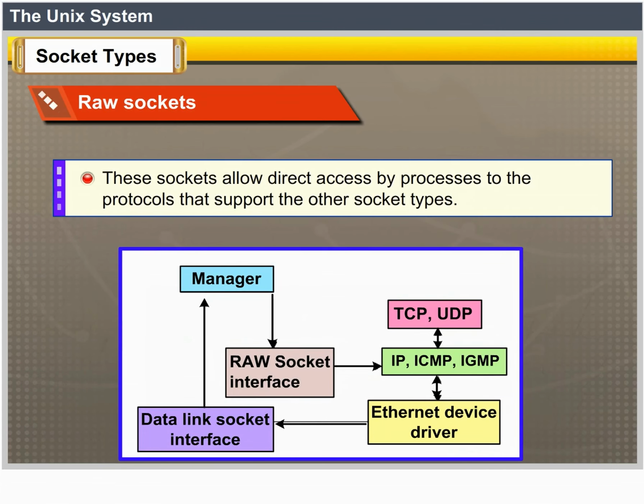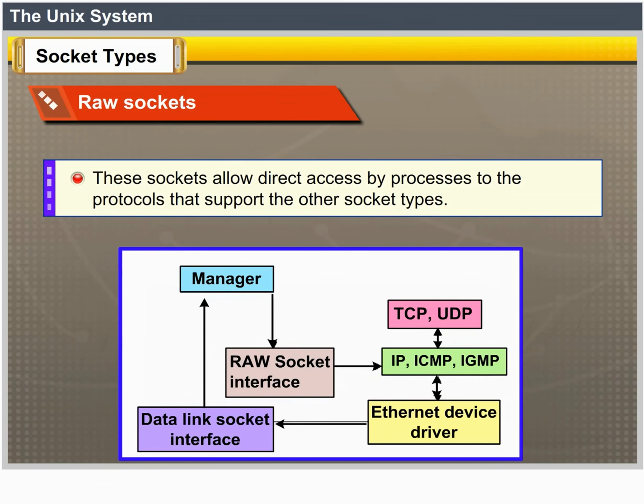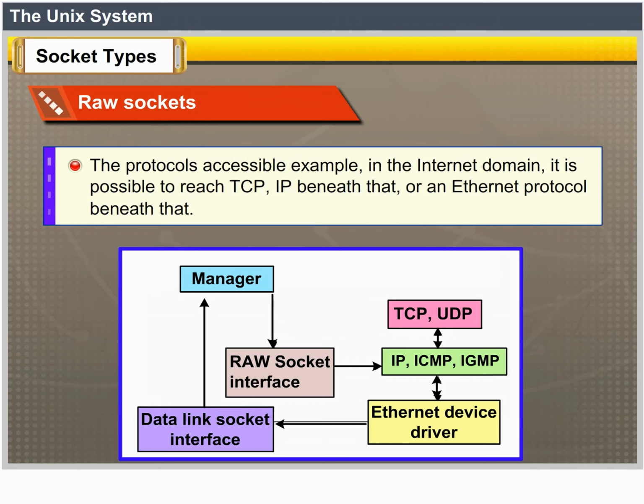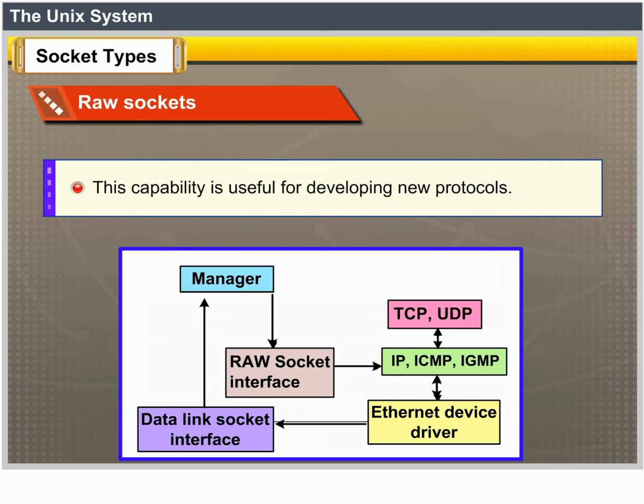Raw sockets. These sockets allow direct access by processes to the protocols that support the other socket types. For example, in the Internet domain, it is possible to reach TCP, IP beneath that, or an Ethernet protocol beneath that. This capability is useful for developing new protocols.